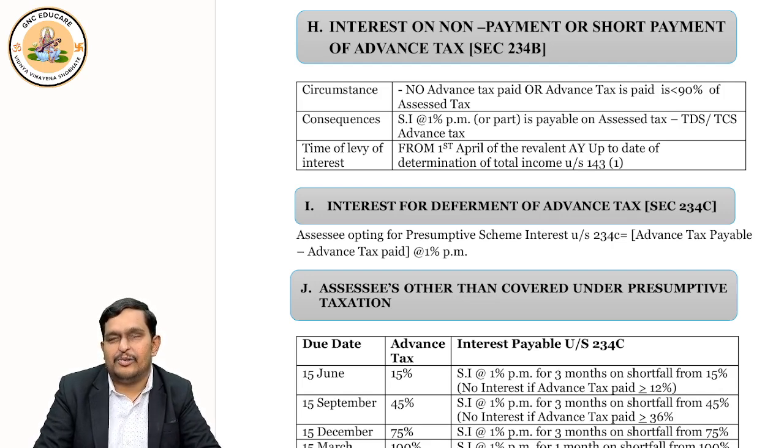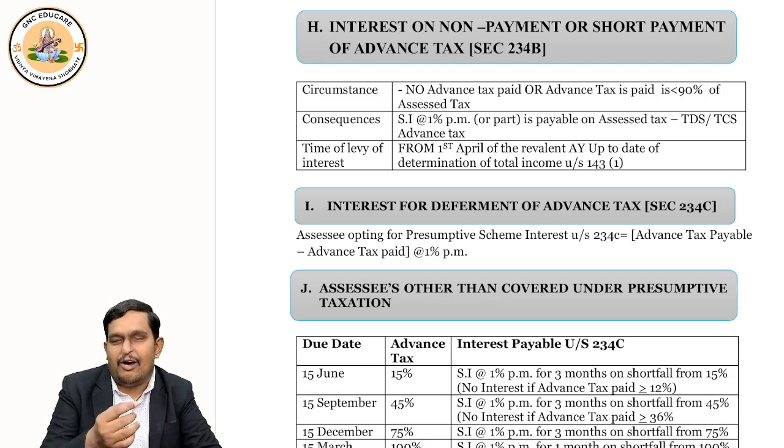I already said to you that there are certain installments. What are the installments? If you are into 44AD, 44ADA, you file the return under presumptive tax basis. Then you have to pay 100% of the advance tax by what time? By 15th March of the previous year, that is till 15th March 2025. But if you did not pay, then 1% per month or part of the month.